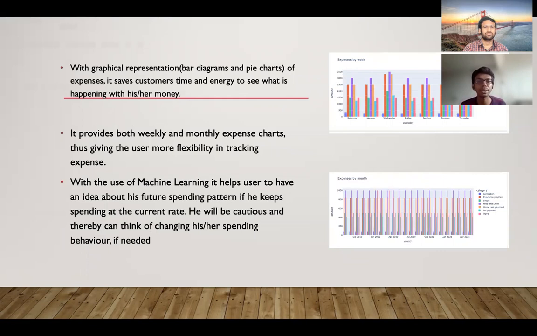With graphical representations of expenses in the form of bar diagrams and pie charts, it saves customers time and energy to see what is happening with his or her money. It provides both weekly and monthly expense charts, thus giving the user more flexibility in tracking expenses. With the use of machine learning, it helps users have an idea about their future spending pattern if they keep spending at the current rate. He will be cautious and can think of changing his or her spending behavior if needed for the future.